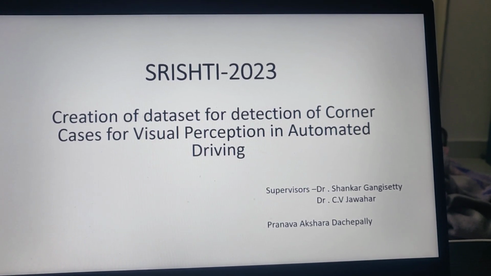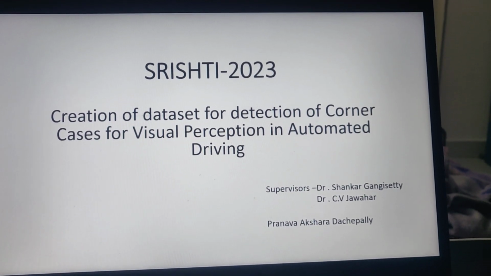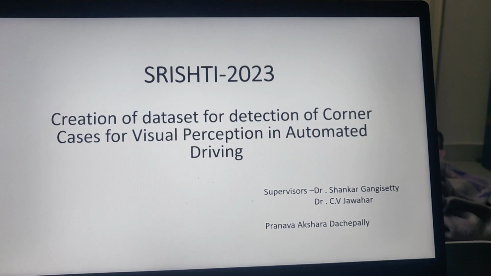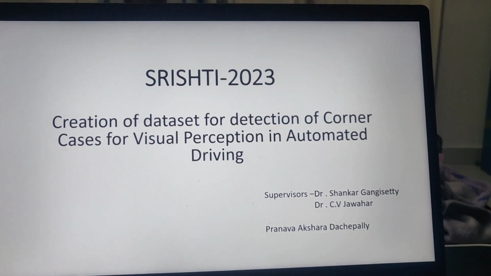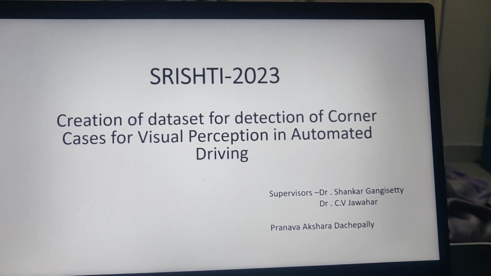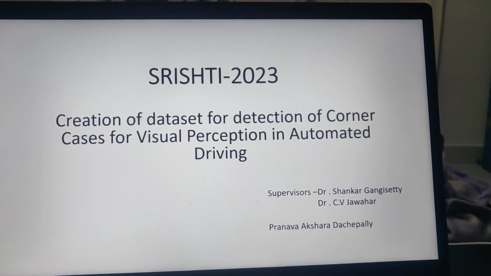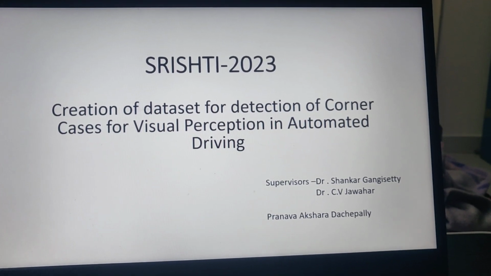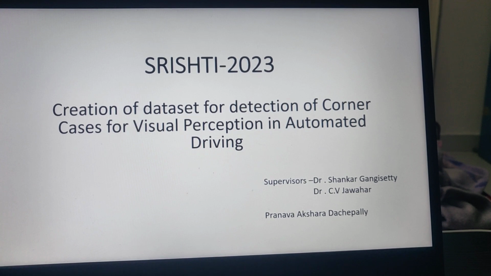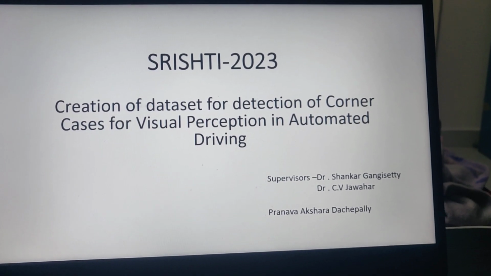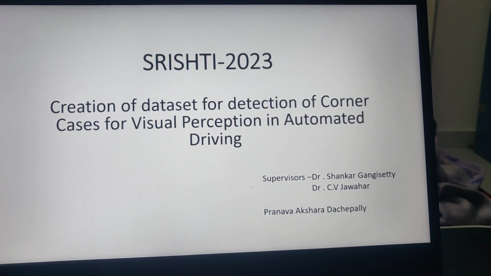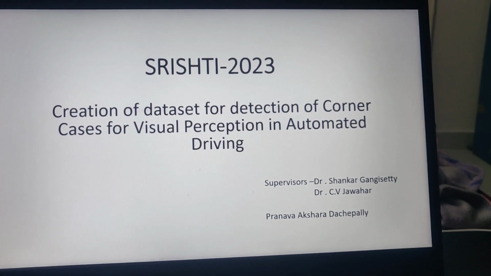The title of my project is the creation of a dataset for detection of corner cases for visual perception in automated driving. All of us know that automated driving, or as we generally call them, autonomous vehicles, have been a big taboo in our society. The highest level of automation, where the car can drive itself completely without the intervention of a manual force, is one of the toughest tasks to achieve given the condition of the roads in India especially. So this dataset is a step in the forward direction of achieving the highest level of automation very efficiently and also more safely.